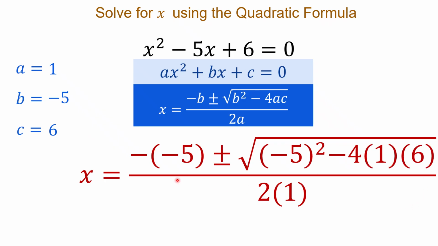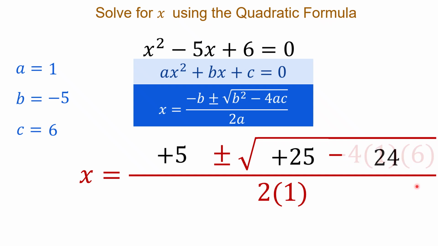So now let's simplify. Negative of a negative 5 is positive 5. Negative 5 quantity squared is going to equal 25. 25, and then we have minus 4 times 1 times 6. That is equal to negative 24. So we have 25 minus 24 inside the parentheses. And at the bottom, we have 2 times 1, which is 2.